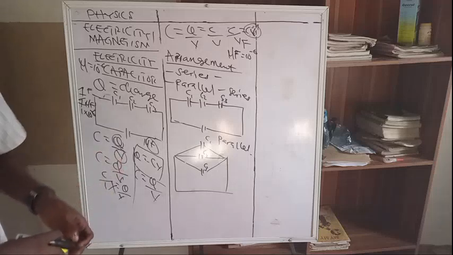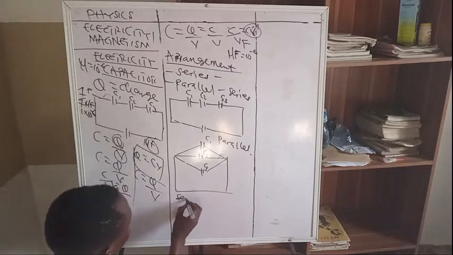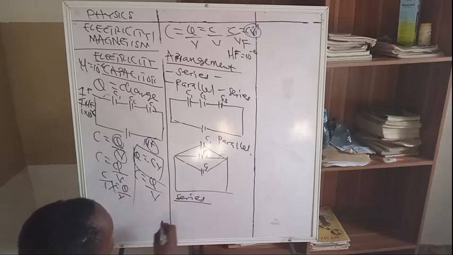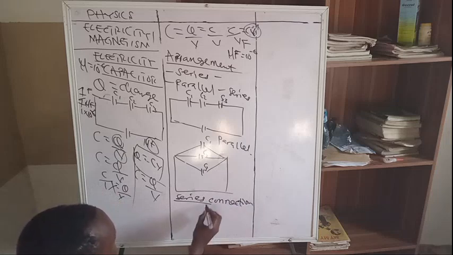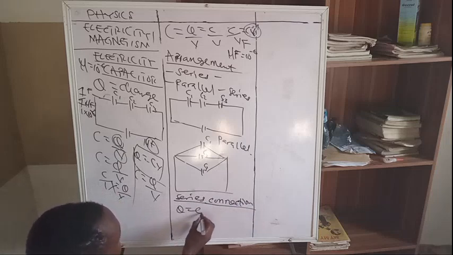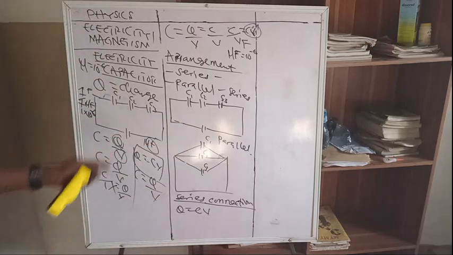So what is the concept behind series and parallel connection of a capacitor? Let's look at that. For series connection, what happens? In series connection, our Q is equal to CV, and we're using 3 different capacitors. So what is going to happen if Q is equal to CV in series?